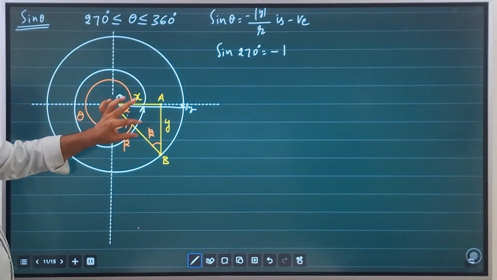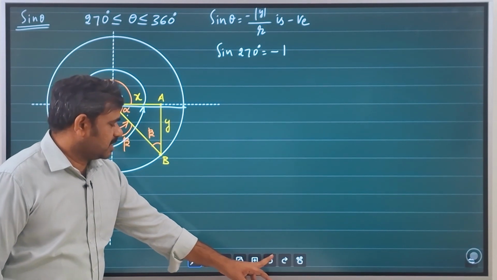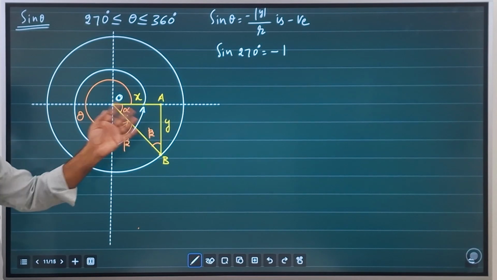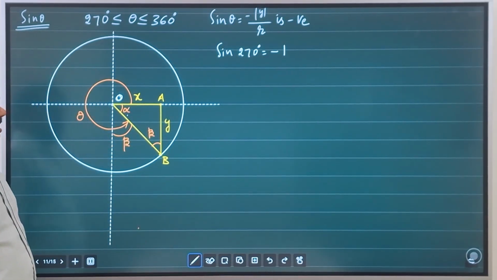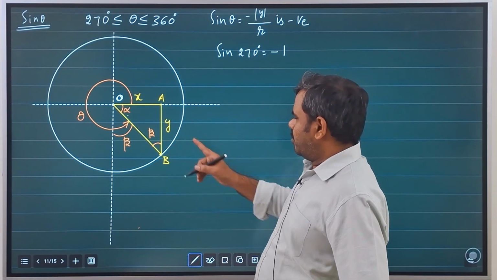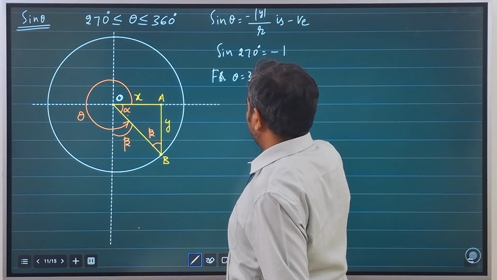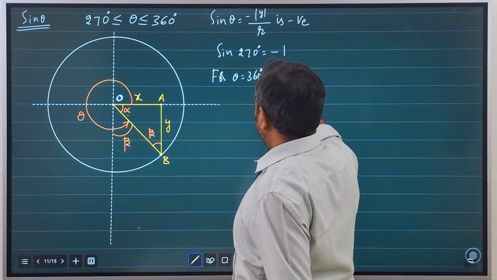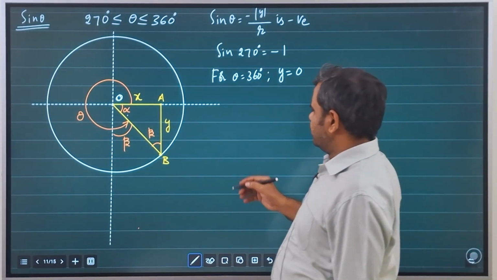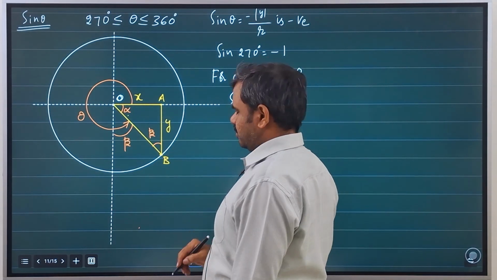When theta becomes equal to 360 degrees, the conclusion that we come to is that 360 degrees also means 0 degrees. The opposite side y becomes 0. So for theta equal to 360 degrees, y is equal to 0. Opposite side is equal to 0. It means sin 360 degrees is equal to 0.